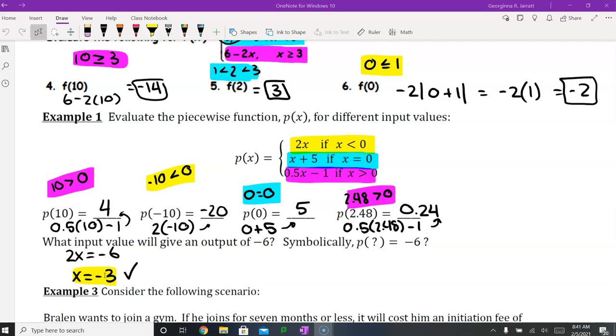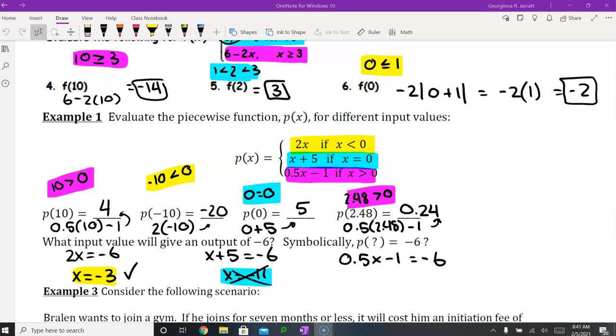Let's just check it for the others. We're going to check it for the blue. x plus 5 equals -6. We're going to solve for x, and I get that x equals -11. But look at the domain of the blue. For the blue, x has to equal 0. But we just got that if our output was -6, our x would be -11, and that's a fail because it's not 0.